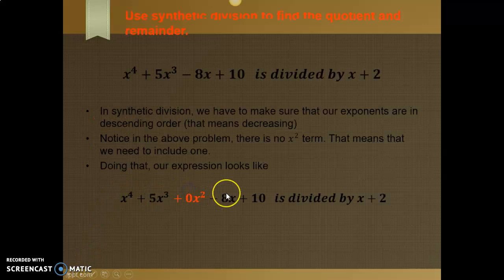Synthetic division. We are going to start out with x to the 4th power plus 5x to the 3rd power minus 8x plus 10 divided by x plus 2. In synthetic division, we have to make sure that our exponents are in descending order, which means they go from largest to smallest. And notice in the above problem, we don't have an x squared term, so we need to include one or make up one. So doing that, we will include plus 0x squared.